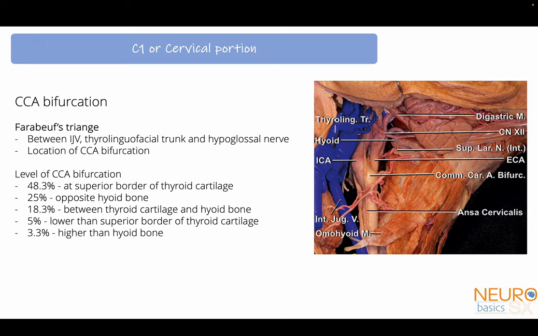The majority of the time, more than 90% of the time, the CCA bifurcation will lie between the level of the hyoid bone and the superior border of the thyroid cartilage. In almost 50%, it is at the superior border of the thyroid cartilage. About 25% will be opposite the hyoid bone. And in about 20%, it is between the thyroid cartilage and hyoid bone.